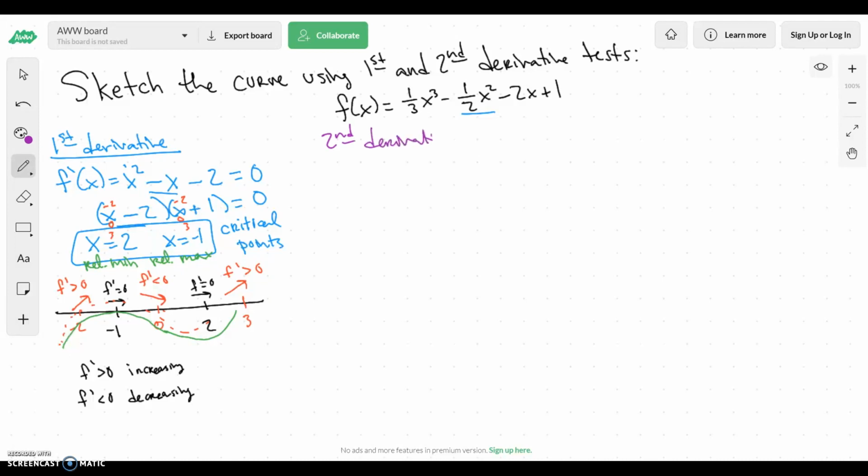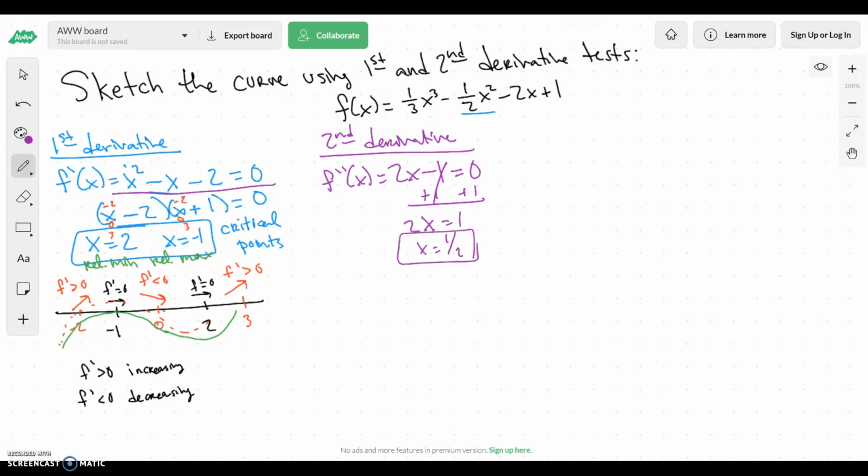And this will help me identify my inflection points. Okay, so now I'm going to take the second derivative, f double prime of x. So I'm going to use this function now. This is going to give me just 2x minus 1, because the 2 minus 2 is going to go away. Set this equal to 0. Okay, so when I add 1 to both sides and then divide by 2, I'm going to get 1/2. So at x equals 1/2, this is going to be a possible inflection point.